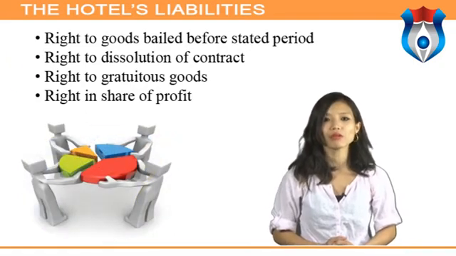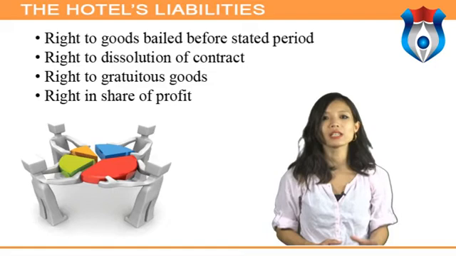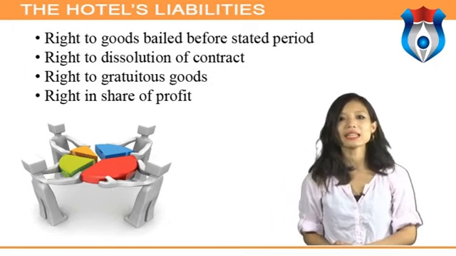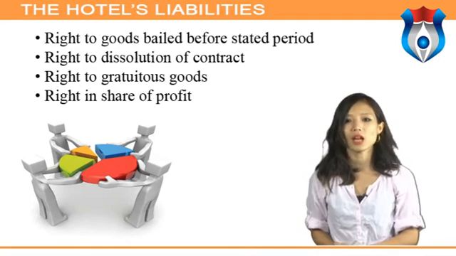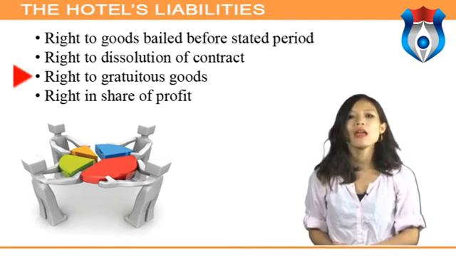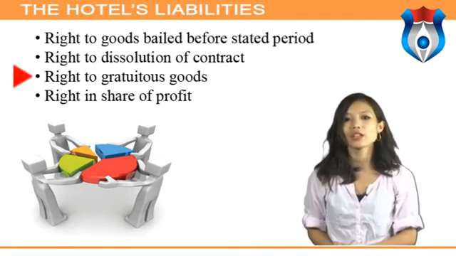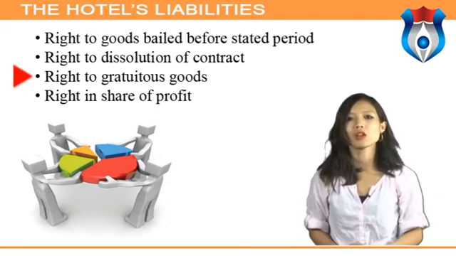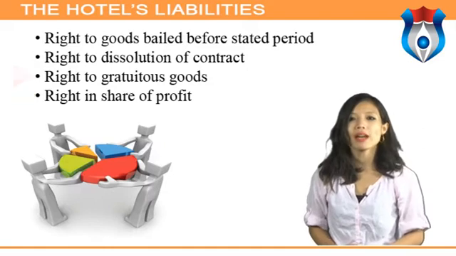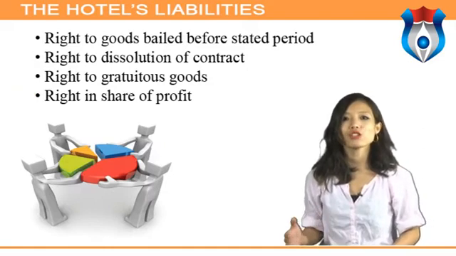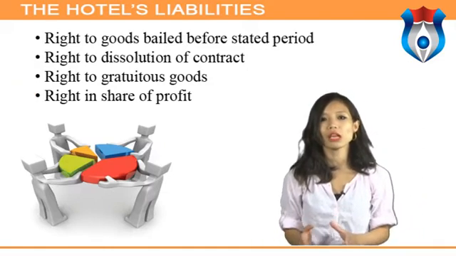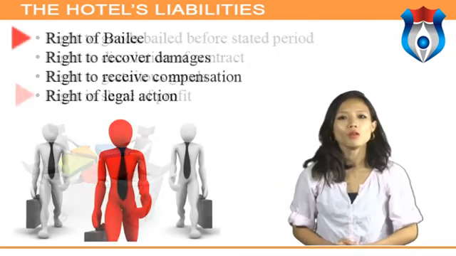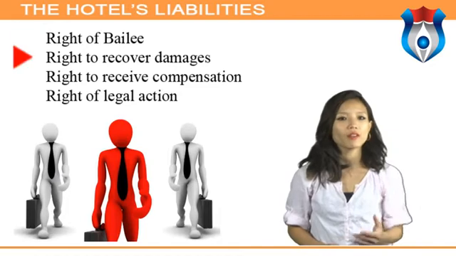Right to gratuitous goods. The bailor has right to terminate the contract of gratuitous bailment at any time, even before the specified time, subject to the limitation that if such termination of bailment causes loss in excess of benefit, the bailor must compensate the bailee. Right in share of profit. The bailor has share in the increase or profit gained from the goods bailed if there is provision in the contract.